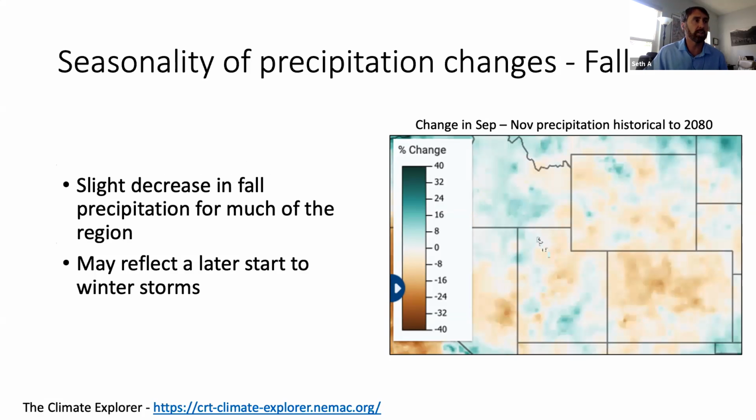And finally, moving on to the fall, we don't see any of these regional gradients. It's a pretty uniform pattern of a general decrease in fall precipitation, with some isolated areas where there's projected to be a slight increase in fall precipitation.